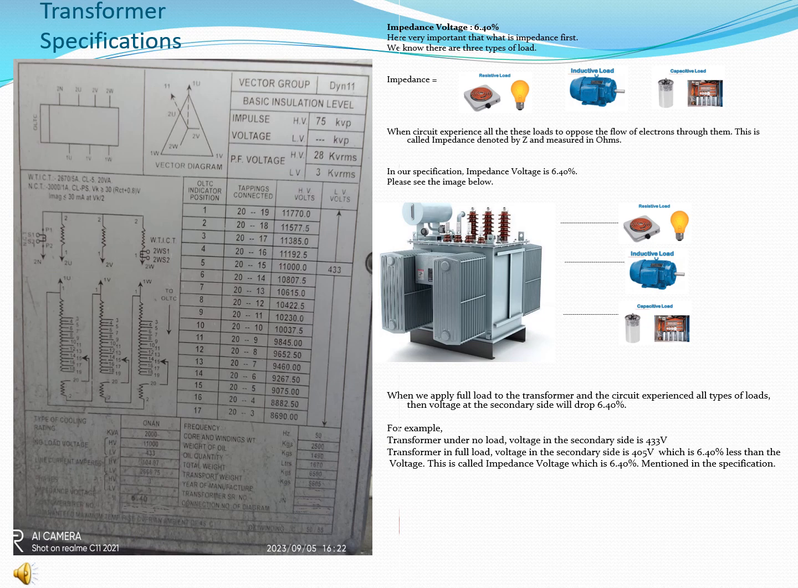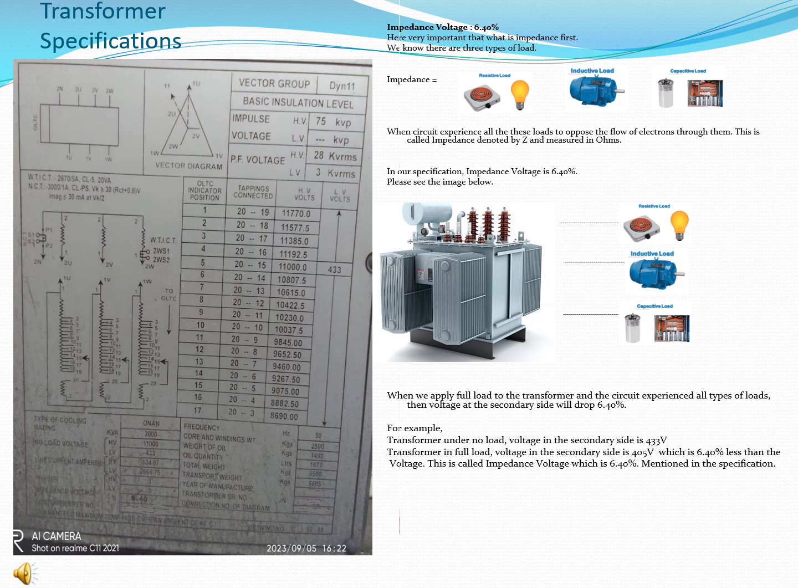Please see in the specification, impedance voltage is mentioned as 6.40%. So what does it mean? The transformer is connected to many types of load which I have shown in the figure: the resistive load, the inductive load as well as the capacitive load. When we apply full load to the transformer and the circuit experiences all types of loads, then the voltage in the secondary side will drop 6.40%.